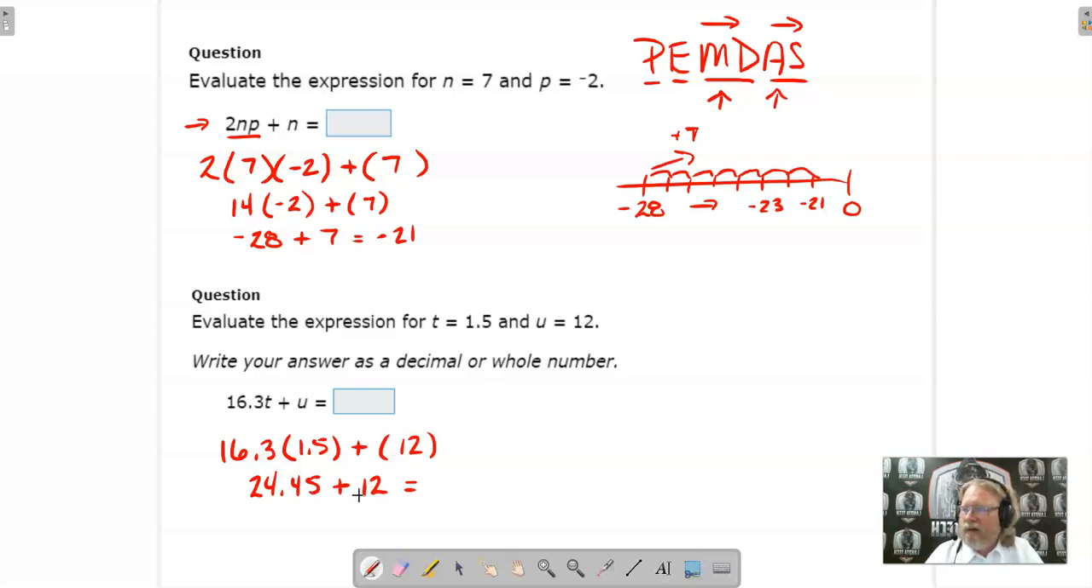And on this one, the second value here, 12, was not a decimal. I might use the calculator, but I think I can handle it. I know that we're still going to have the 0.45, right? And I'm just adding. Now it's like 24 plus 12. Well, 12 is the same as 10 plus 2. So 24 plus 10 is 34, plus 2 more is 36. So my answer would be 36.45.